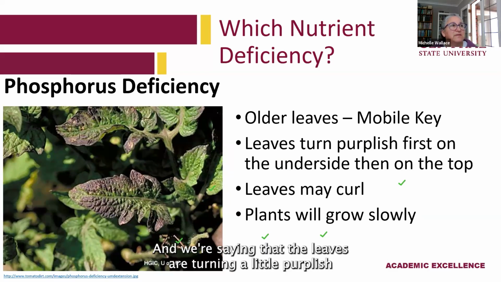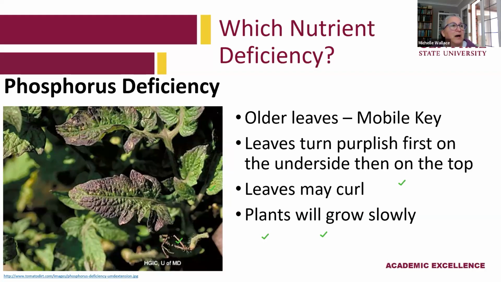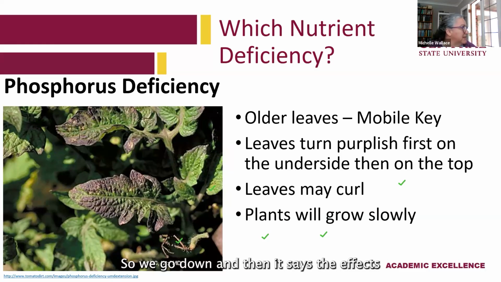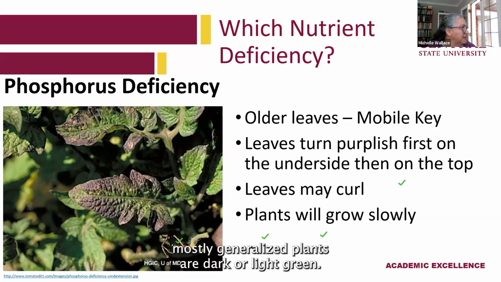And we're saying that the leaves are turning a little purplish on the underside, more than on the top. The leaves may curl a little and the plants are growing really slowly. So let's look at that mobile nutrient key here. Those of you who can, look at your key. The first question we answered was, are older leaves affected? We said yes, so we go down, and then it says the effects are mostly generalized.